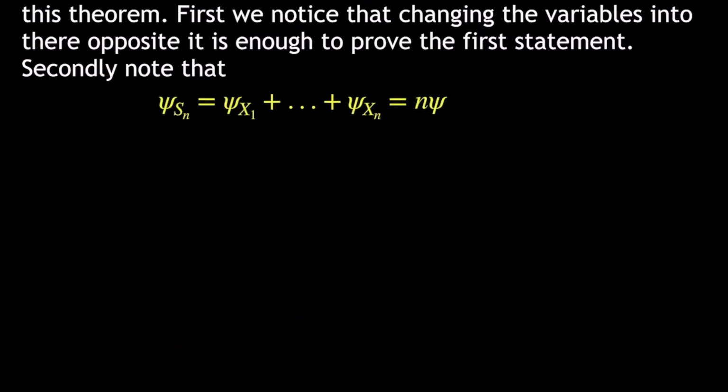Now let's look at the easy part of Cramér's theorem, which is simply to use Chernoff's inequality. To use Chernoff's inequality, we again use the additivity of the log of the moment generating function. So the log of the moment generating function of the sum is equal to n times psi.